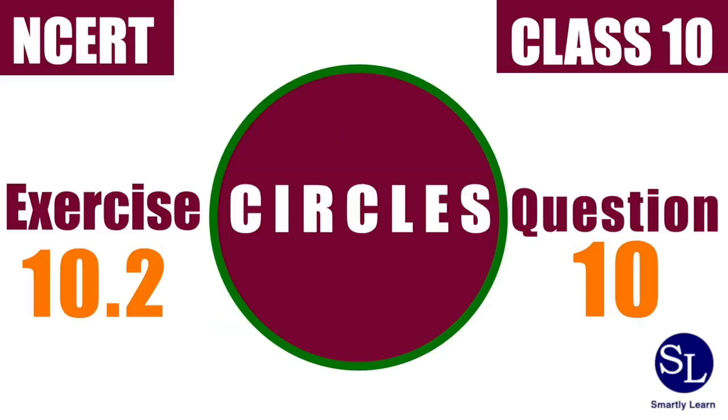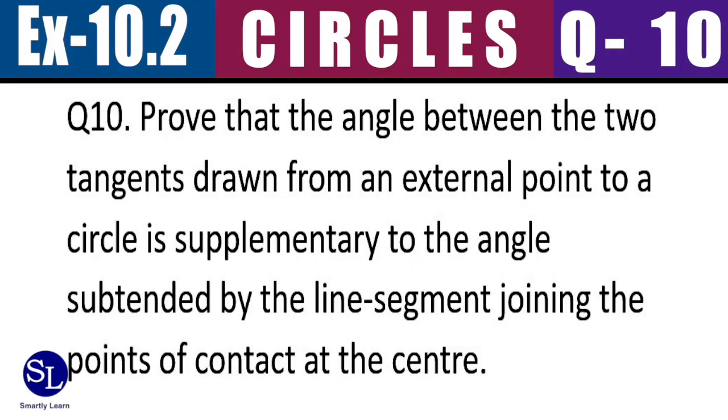In this video, let's see how to solve the 10th question in exercise 10.2. Prove that the angle between two tangents drawn from an external point to a circle is supplementary to the angle subtended by the line segment joining the point of contact at the center.